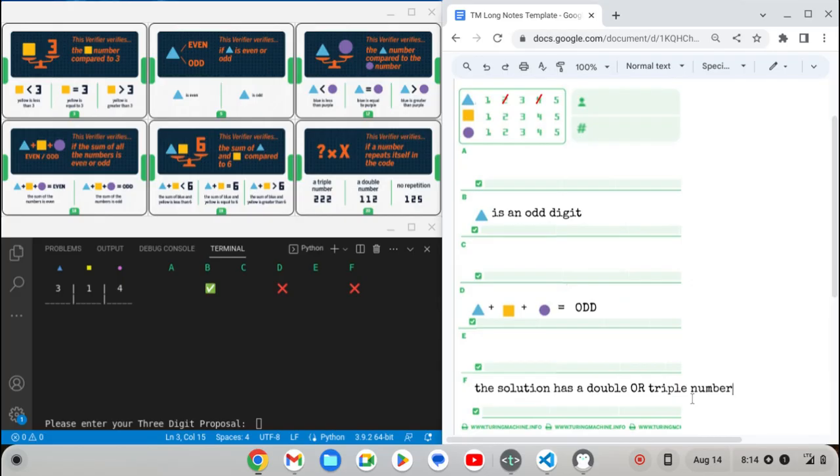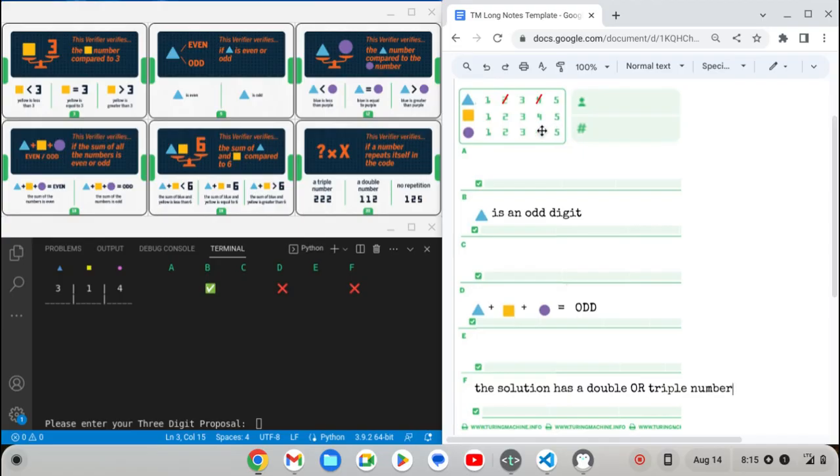Okay, and so let's see, if we do have a triple number, that would mean that triangle and circle would have to be even, which would make this criteria card irrelevant, and we can't have that. So I'm proposing, or sort of deducing, that we have a double number. Now that doesn't inform us whether they're both even or both odd.